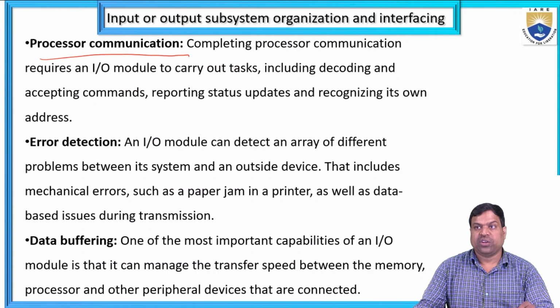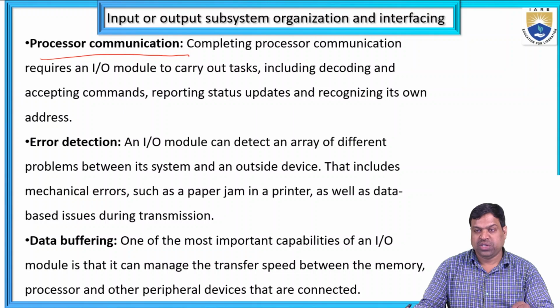That includes mechanical errors such as a paper jam. Are there any technical issues in the printer or in the keyboard or in the mouse? Suppose some keyboard is not properly connected to the CPU. How can it work? It can't work. But it will accept that the printer is not properly connected, the paper is jammed, and the speaker is not properly connected.